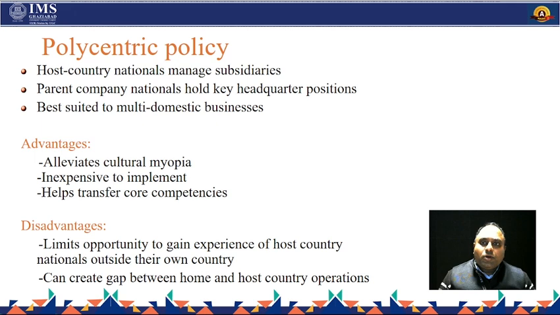Next is polycentric policies. What is polycentric policy? You can see host country nationals manage subsidiaries, while parent company nationals hold key headquarter positions, best suited to multi-domestic business purposes. What are the advantages? Advantages are it alleviates cultural myopia, it is inexpensive to implement, and it helps transfer core competencies.